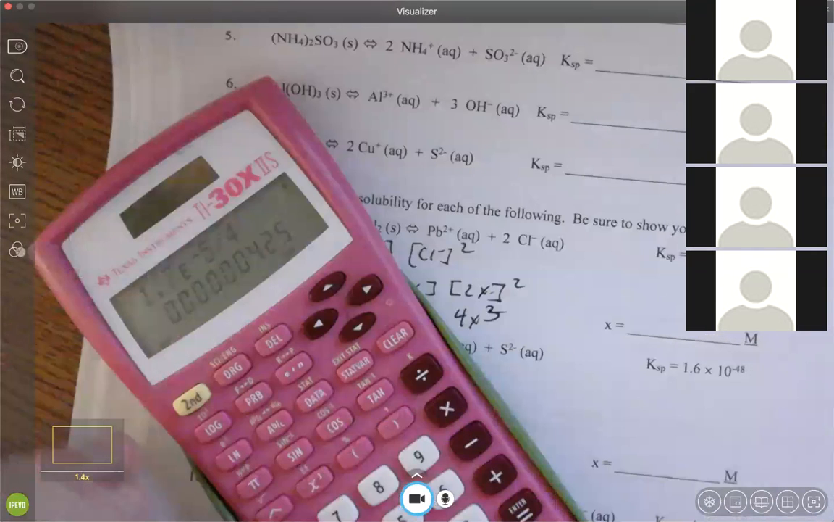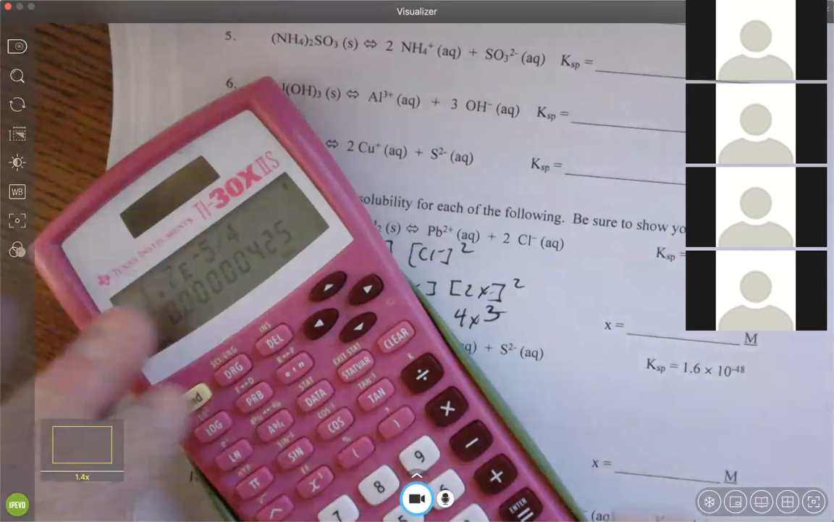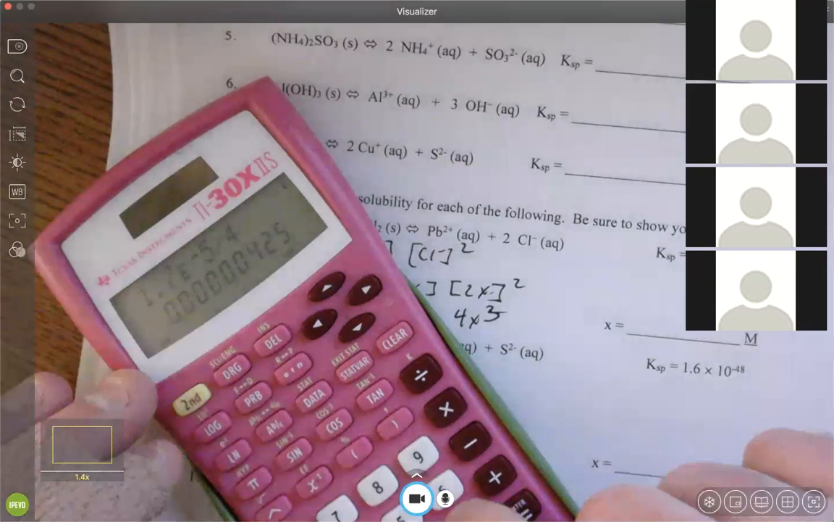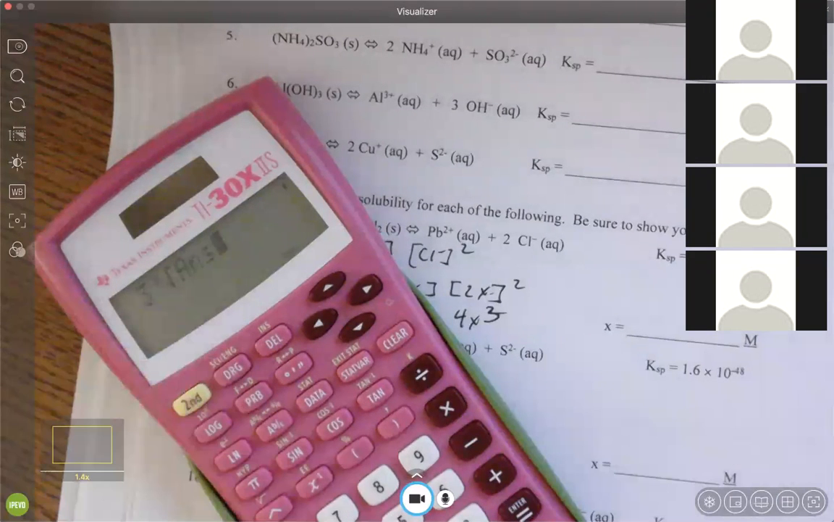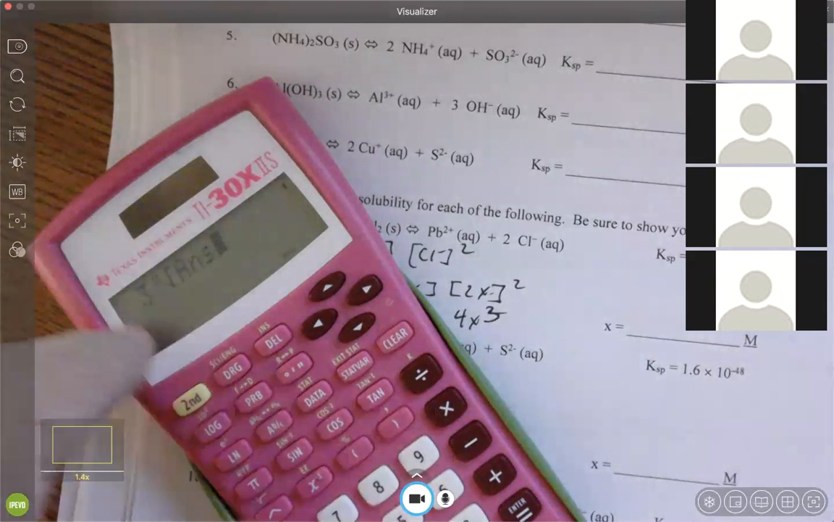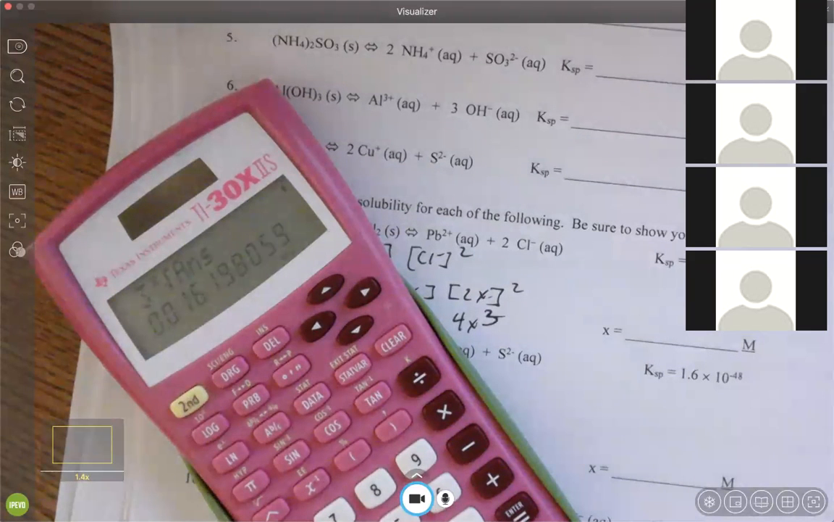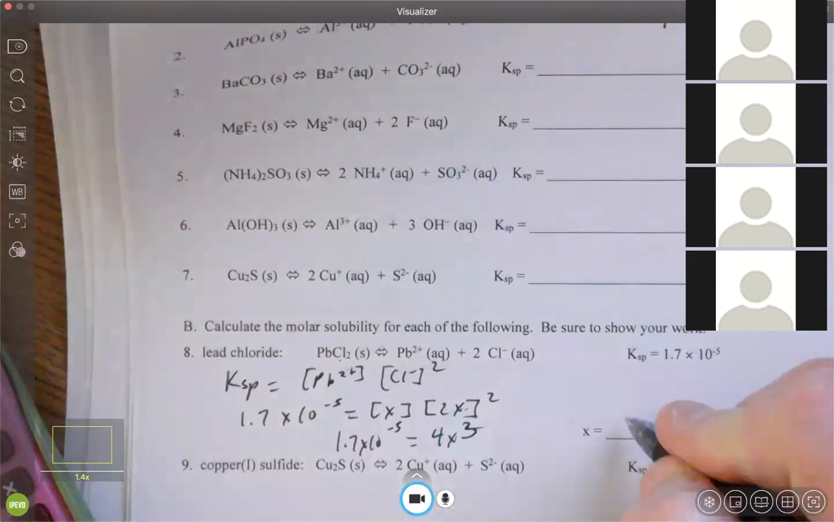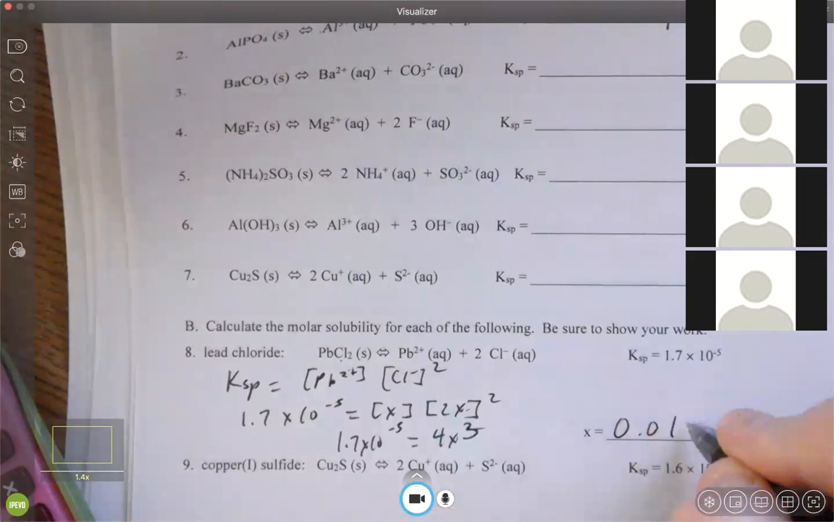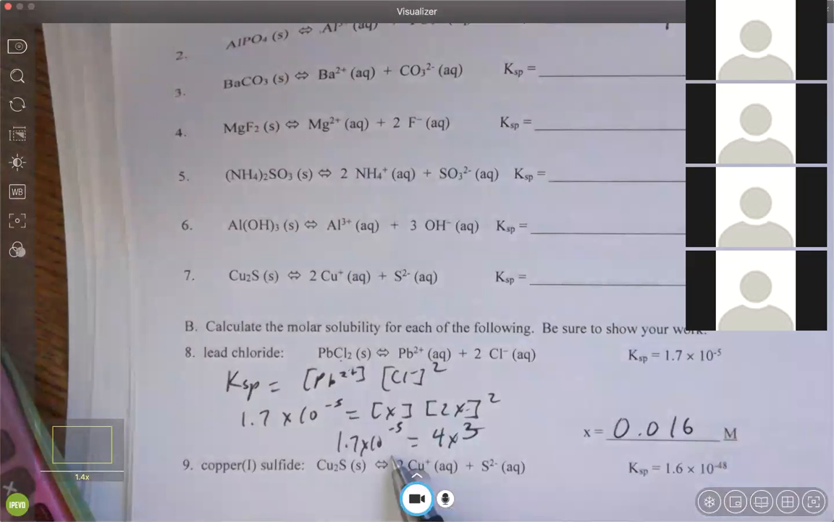So if I take a look, I don't know how to do this. 3, and then this, and then answer. Does that make sense? So it's saying that the x up there is the 3, so that's a cube root, and then the answer I just got. I get 1.6 times 10 to the negative second. 0.016. 2 significant digits. I think we're good.